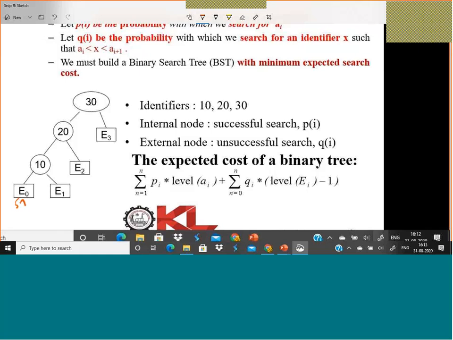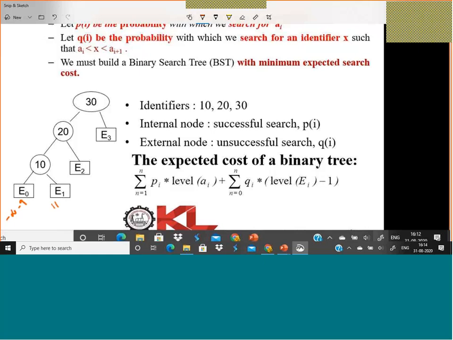Let us take 11. I want to search for 11. So 11 is less than 30, come to the left side. 11 is less than 20, come to the left side. And 11 is greater than 10, so come to the right side. So 11 is terminated at this location. Okay. So similarly, any element from minus infinity to 9, if I am taking integers, will terminate at E0.